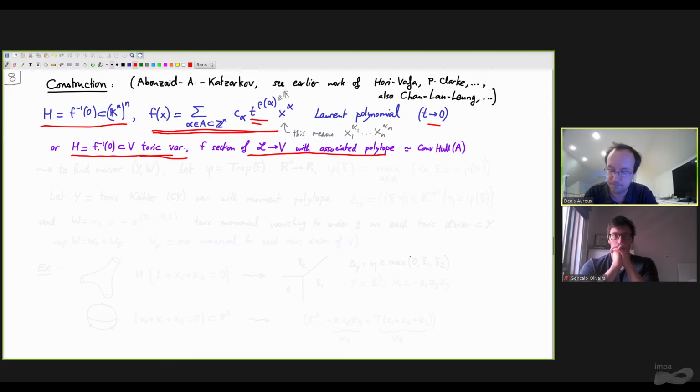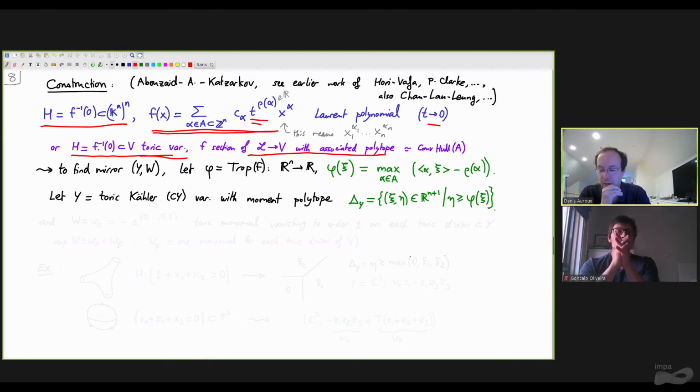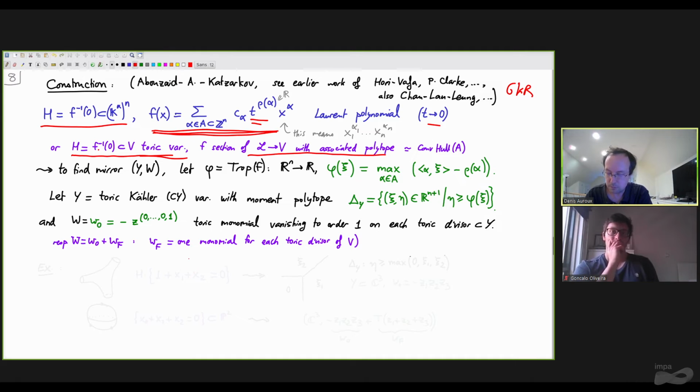So then there's a recipe to find a mirror, which I think originates in Hori and Vafa, and on the math side there's work of Patrick Clark, of Chan, Lau, and Leung, Gross, Katzarkov, Ruddat, Abouzaid, myself, and Katzarkov. Anyway, but at the end of the day, the mirror is a toric Kähler Calabi-Yau variety whose moment polytope is determined by basically the coefficients of this Laurent polynomial. And then it needs to be equipped with a superpotential where there's a main term that's always there, and then there's extra terms that appear for each toric divisor.